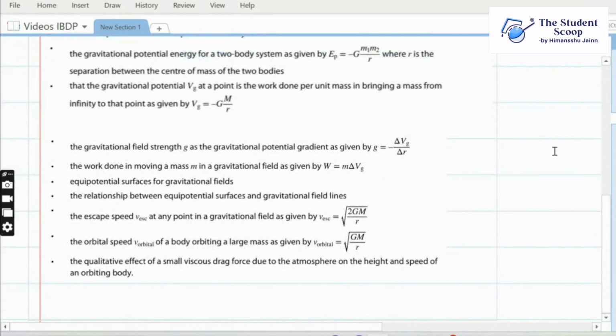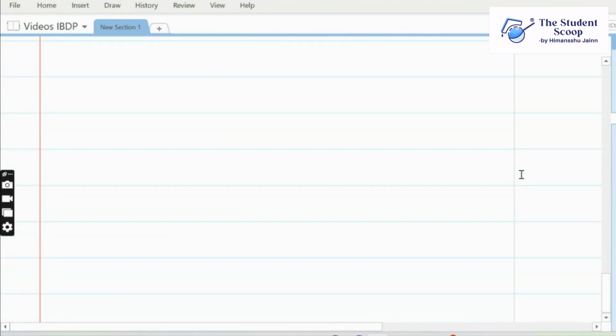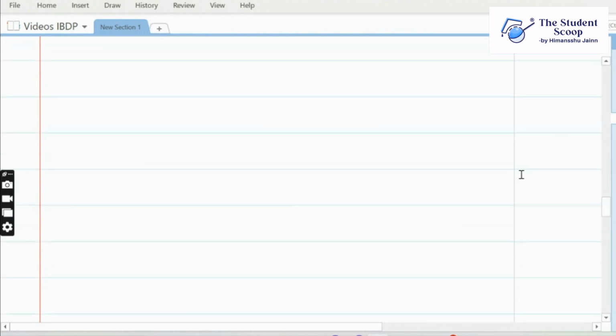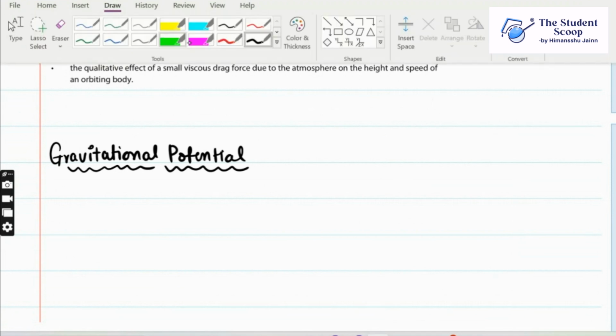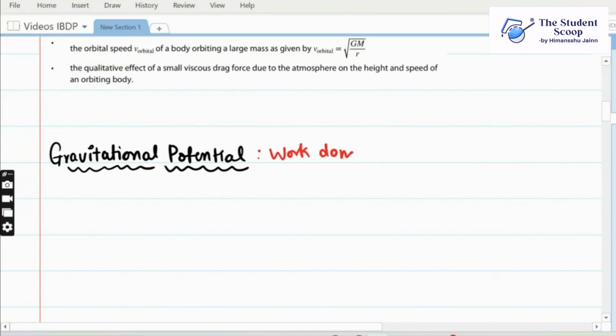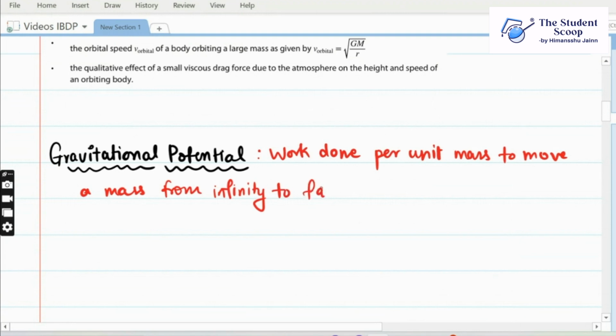So we're going to start with the first important part, that is the definition of gravitational potential and potential energy. So, gravitational potential. What is gravitational potential? It is understood as work done per unit mass to move a mass from infinity to a finite position in the presence of a gravitational field.